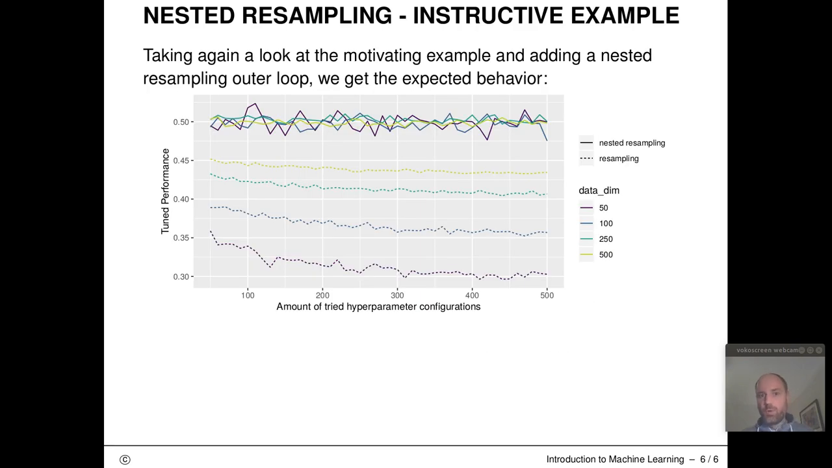If we look again at our motivating example that I showed before, where I was running this nonsensical feature-independent algorithm with an ineffective hyperparameter lambda and a random search, where I could show that I get basically arbitrarily small, misleading performance estimates, and I do this now with nested resampling, we can see that through nested resampling, we actually get the expected behavior of unbiased performance estimates fluctuating around 50% and not going lower and lower and lower over time.